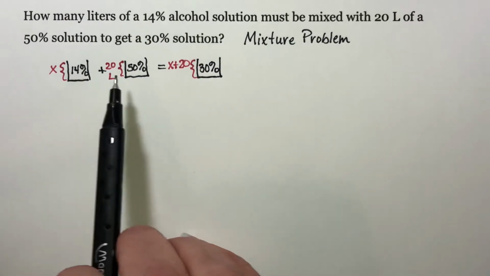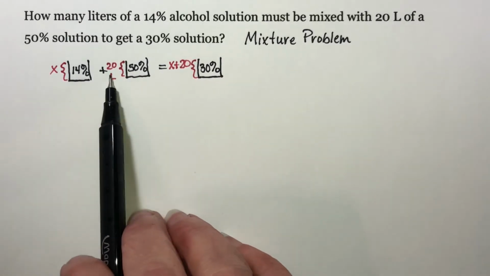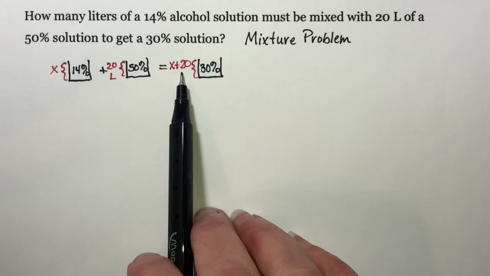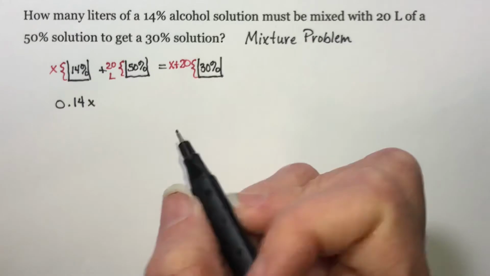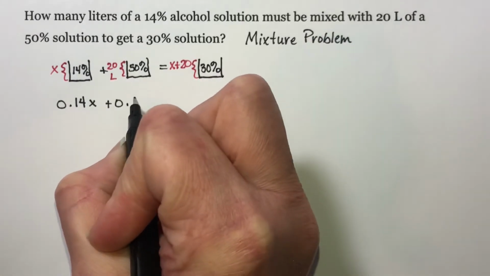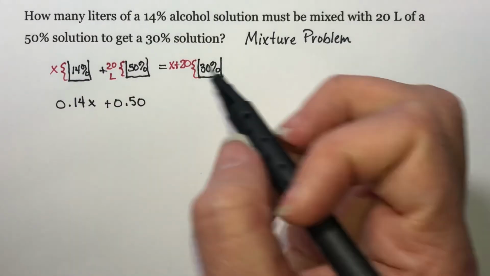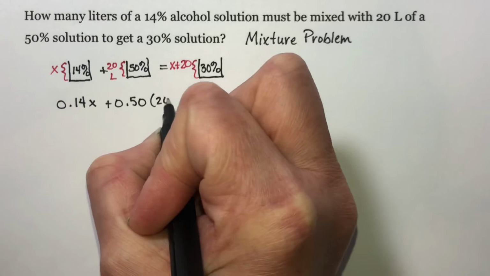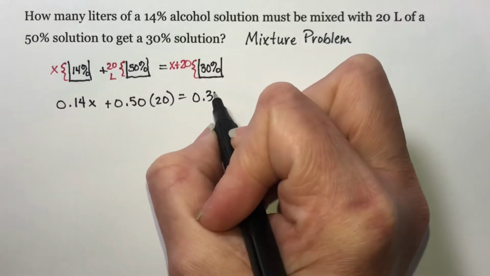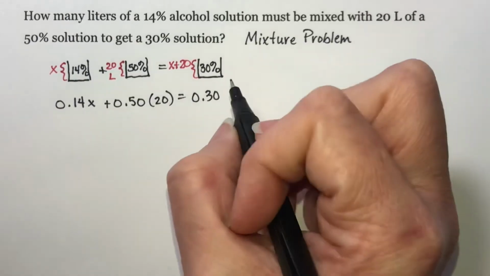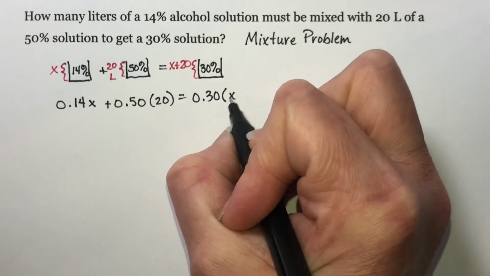It's going to be percentage written as a decimal times the amount. Percent times amount plus percent times amount equals percent times amount. So this is 0.14x plus 0.5, you can put the 0 here if you want to, times the 20 liters, is equal to 30%, 0.3, you can leave it there or add the 0, it doesn't matter. And this is times all of this, so I have to use parentheses: (x plus 20).